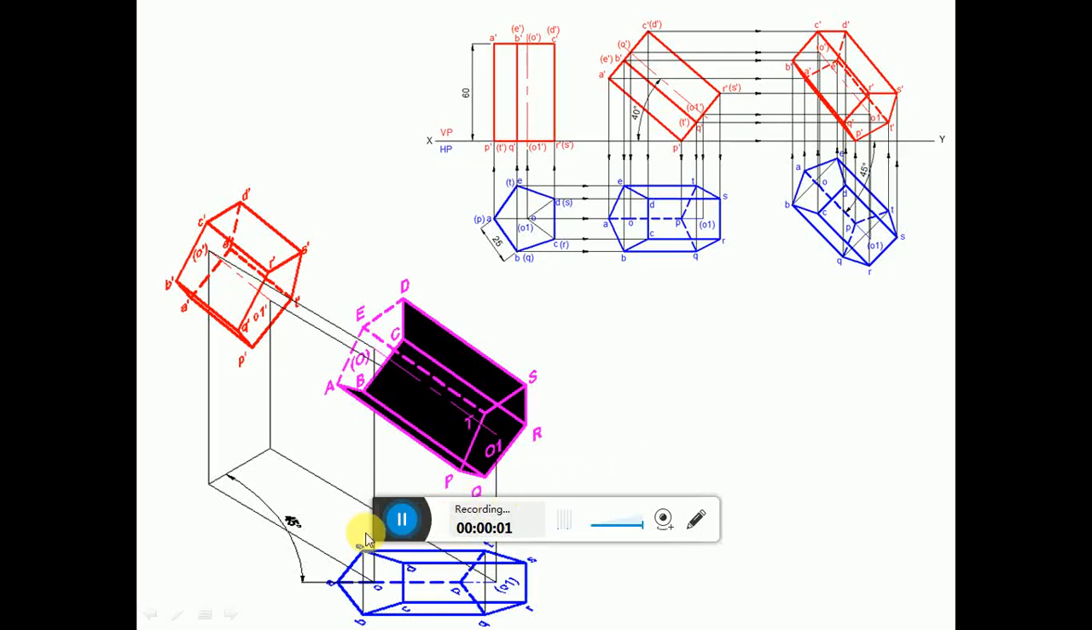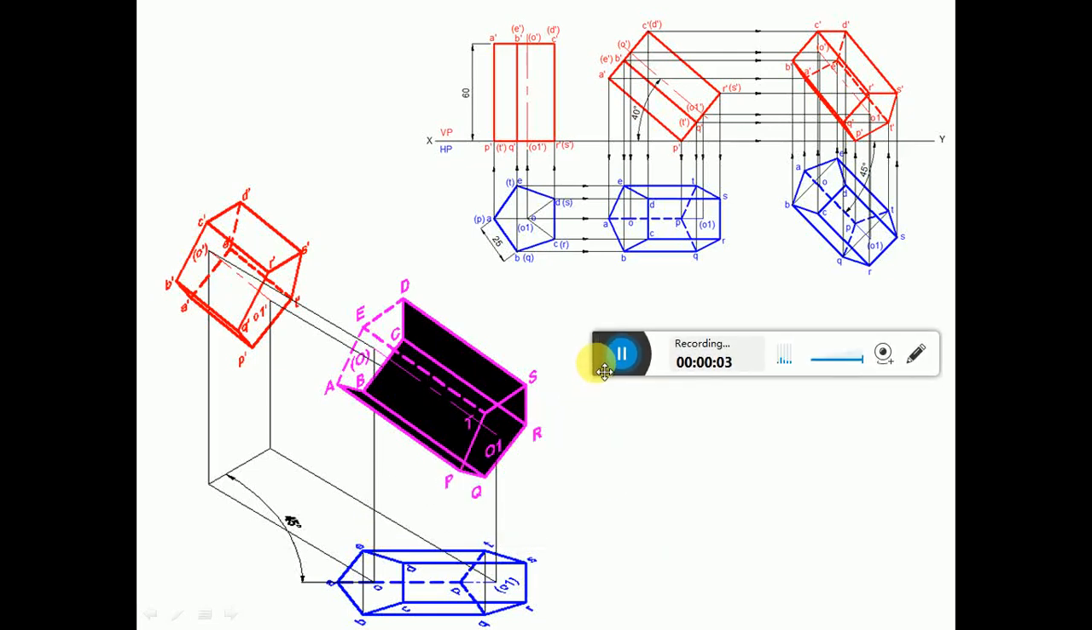Now, in the third position, the axis appears to be inclined to VP at 45 degrees. So he has given that condition. Since he says appears, obviously that axis has to be in apparent inclination. Now first we need to check in the second position top view whether the axis is in apparent length or not.